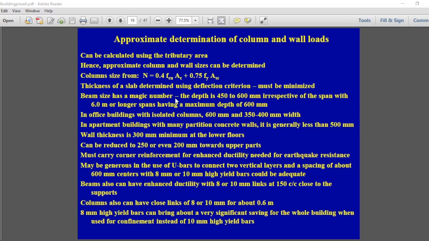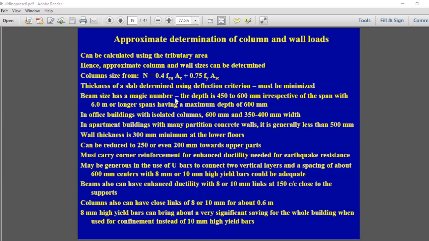And in the case of apartment buildings, we try to keep the beam depth around 500 millimeters. Not that you cannot go for 600, but generally we try to maintain it around 500 millimeters. So how about the wall thickness? Wall thickness minimum is 200, but preferred thickness can be about 250 or 300, because those can be cast easily.